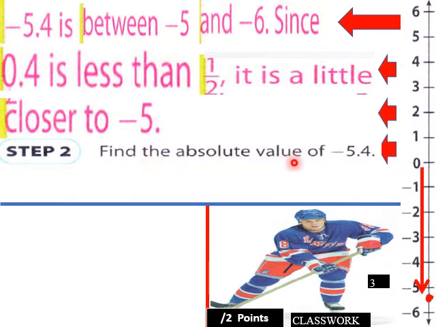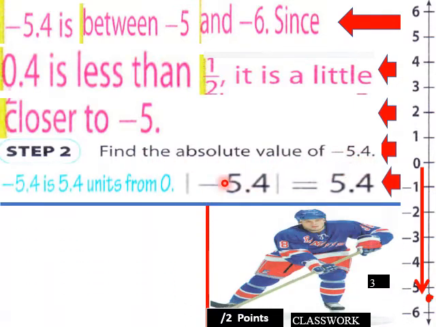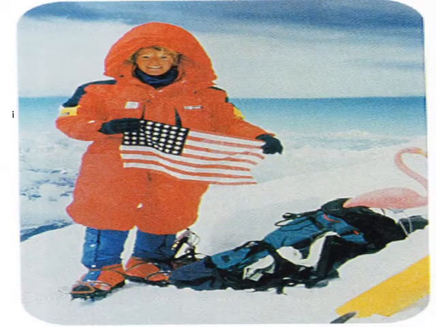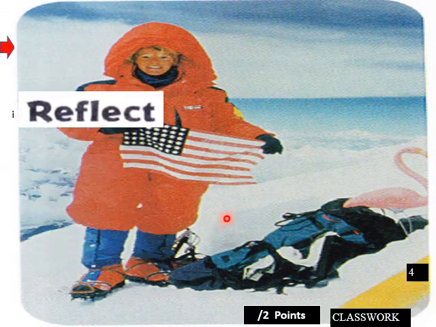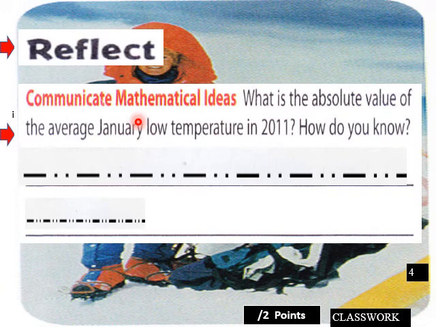Step 2, find the absolute value of negative 5.4. So what is the distance here between 0 and negative 5.4? It is 5.4, isn't it? The absolute value of negative 5.4 is 5.4. Okay, so it's time to think about communicating mathematical ideas.